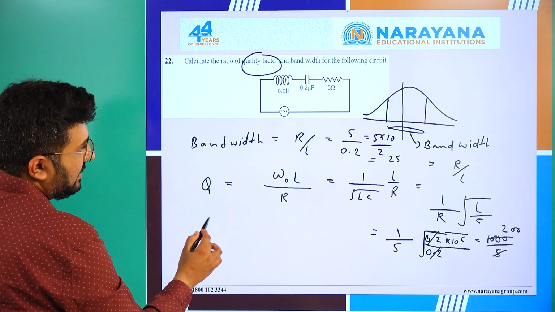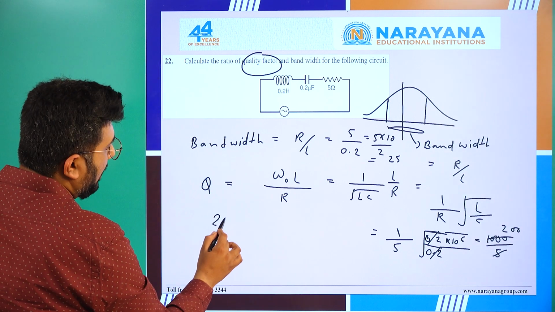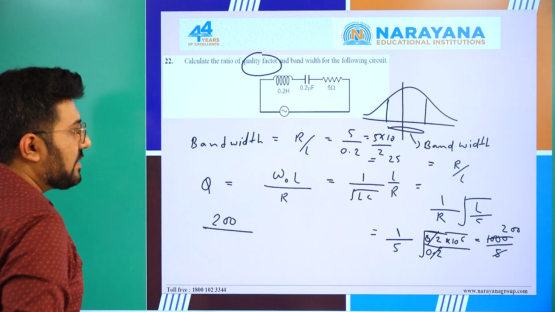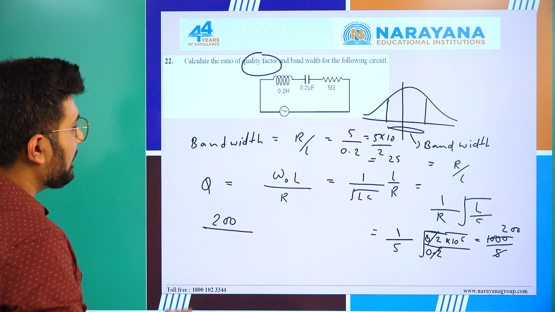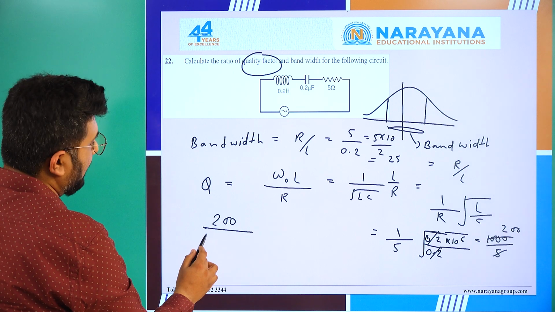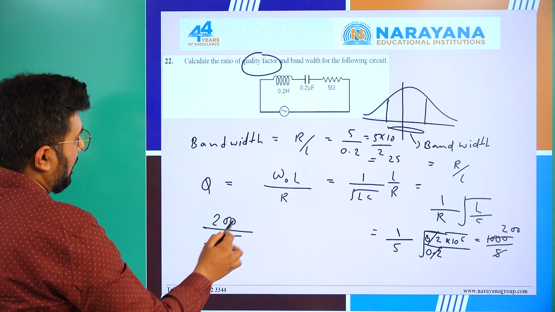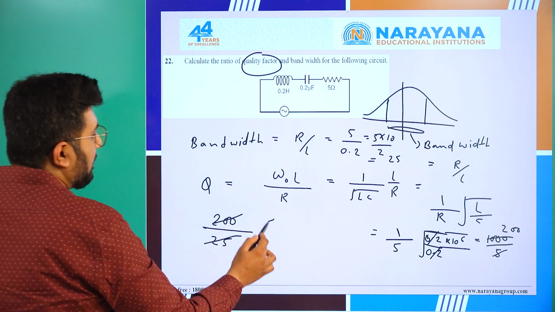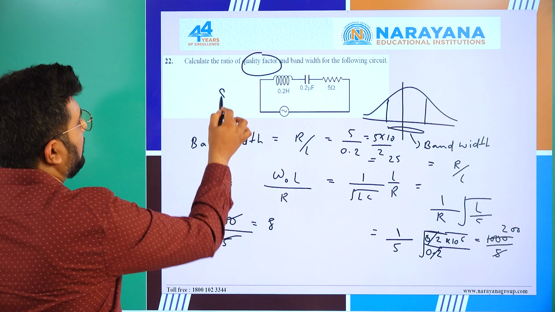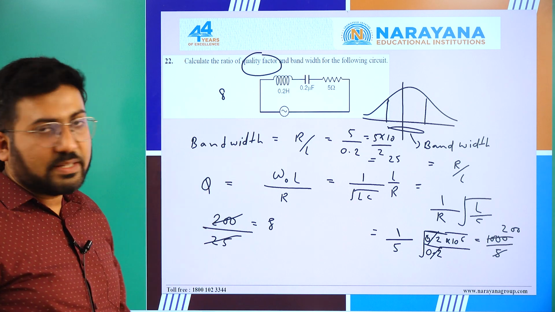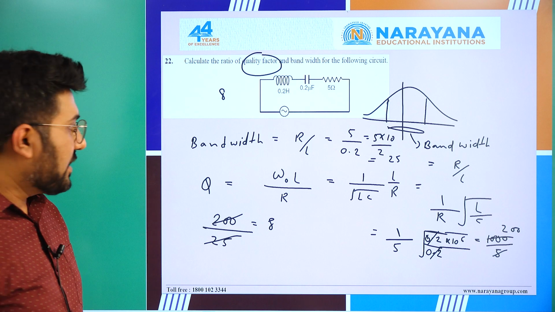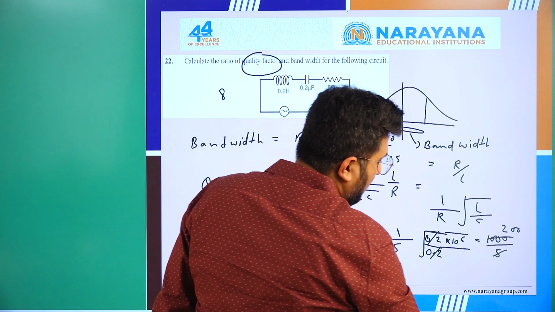So now they have asked you the ratio of the quality factor and the bandwidth. The quality factor is 200, divided by the bandwidth, which is 25. So how much will I get? 25 by 200, which is 8. So the ratio of the quality factor to the bandwidth comes out to be 8. Okay. Let us go to the next question.